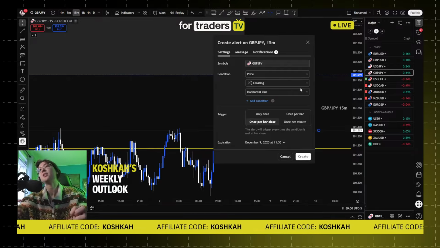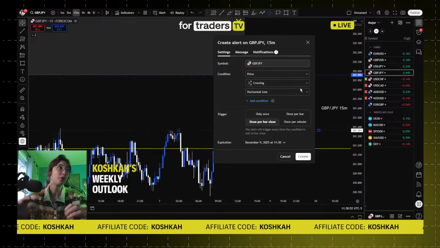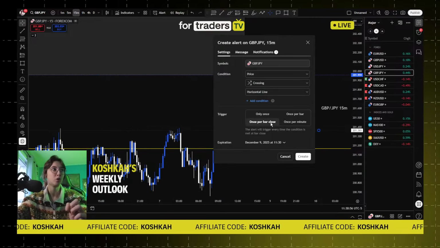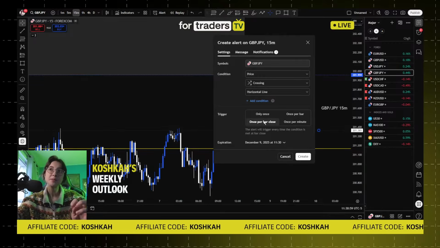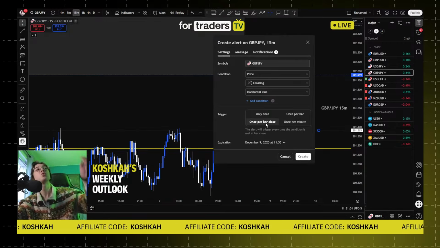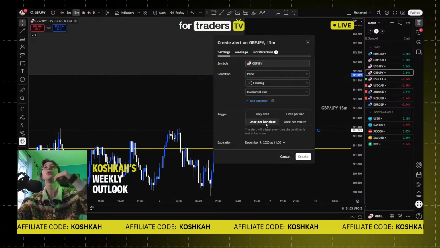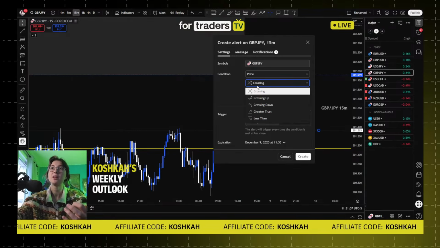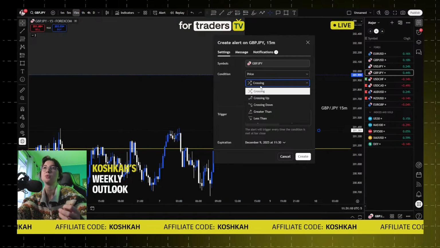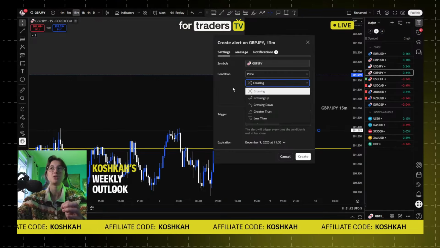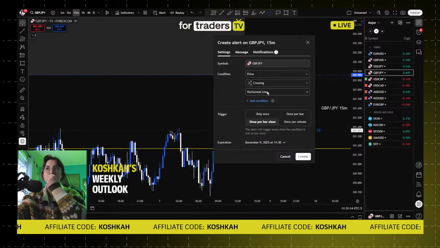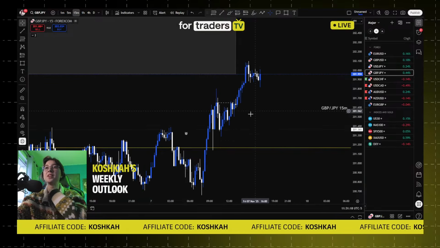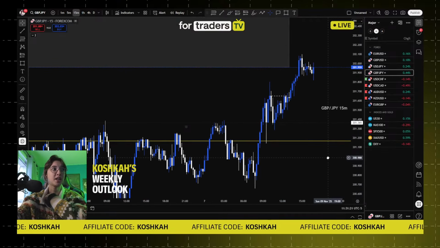So if you want to get notified when there is a body closure only, you need to select once per bar close, okay? So that means that when price will cross and close below that level, you will have a notification. And same thing, you can have crossing up, crossing down. I just keep it crossing because it's just easier, and that's it. So yeah, once per bar close, create, and then right here you will have your alert created.